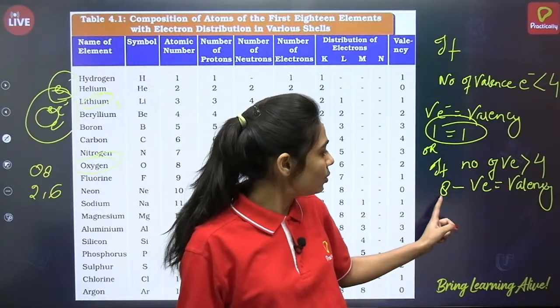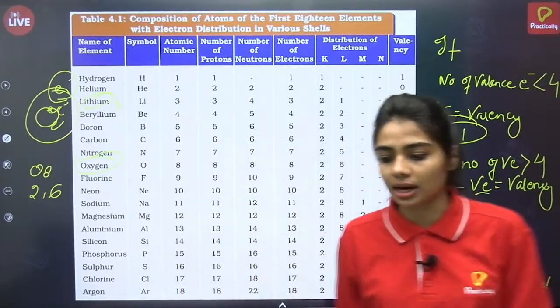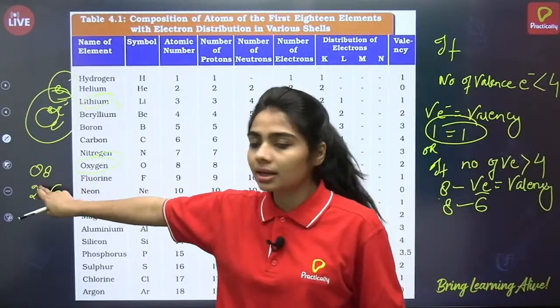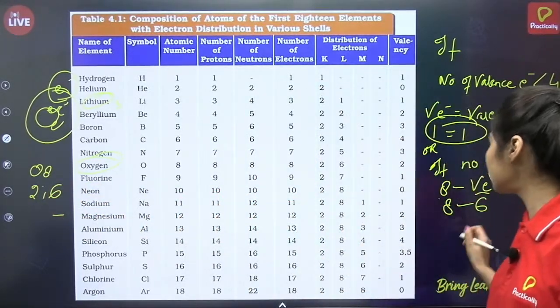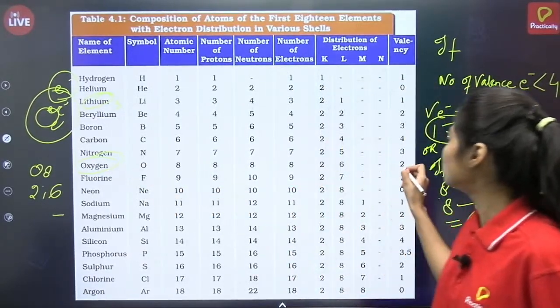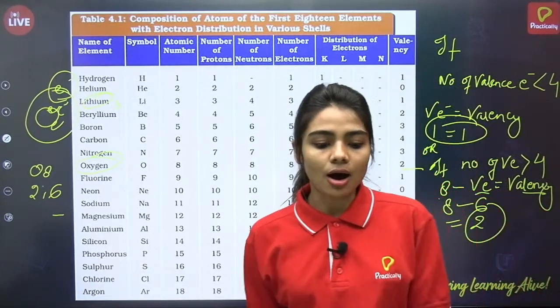So what will they do? 8 minus valence electron. That means 8 minus 6. How many valence electrons are there in oxygen? 6. So 8 minus 6 gives you 2. So the valency of oxygen will be 2 only. So this is how you need to calculate.